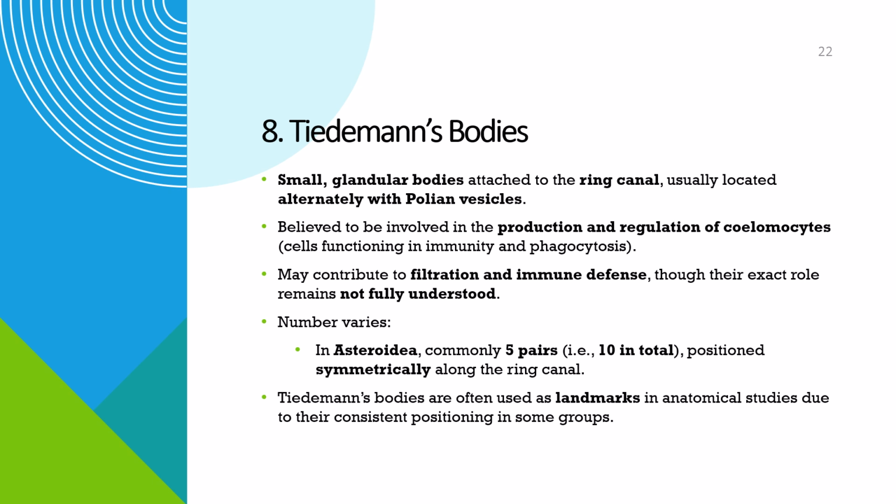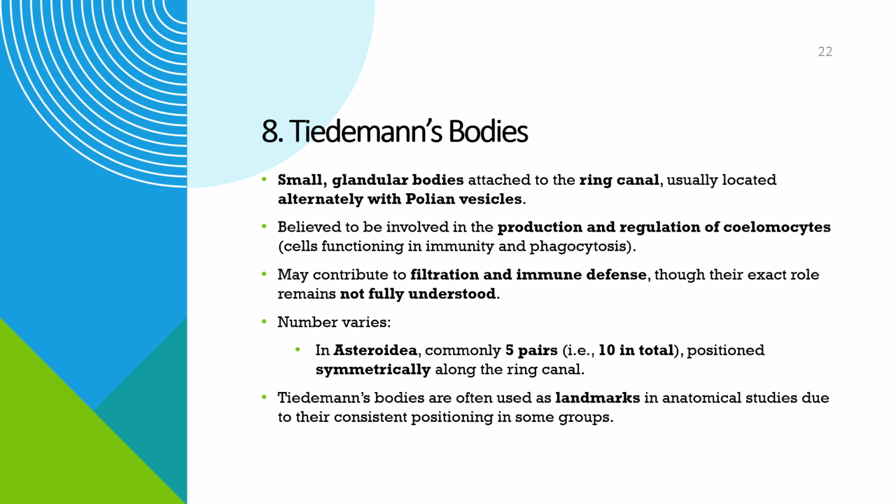Then the Tiedemann bodies, smaller glandular bodies attached to the ring canal, usually located alternate with the Polian vesicles. So what is their main function? Their main function is production and regulation of coelomocytes, cells functioning in immunity. These coelomocytes are cells functioning in immunity and phagocytosis, and may contribute to filtration and immune defense, though their main role is not fully understood.